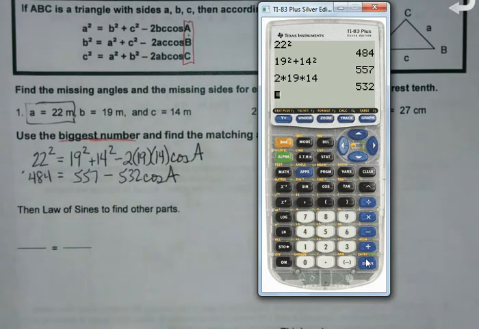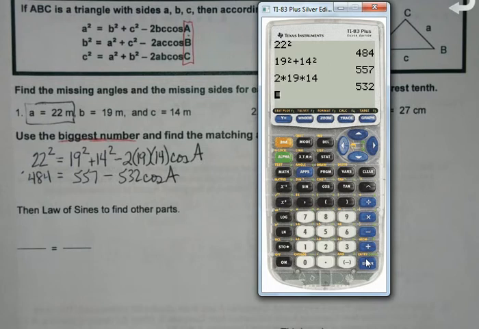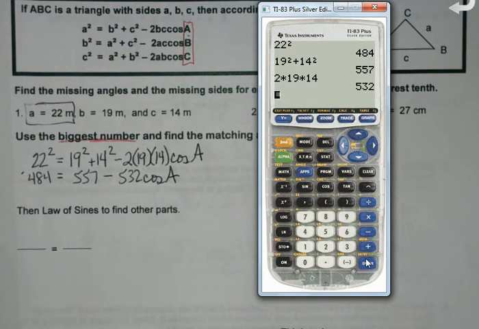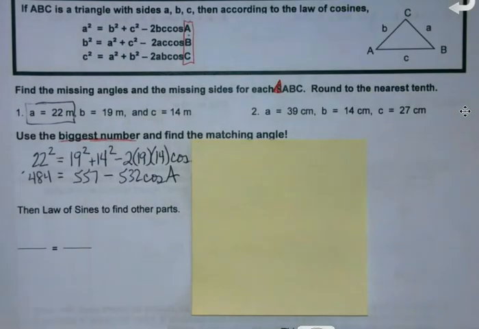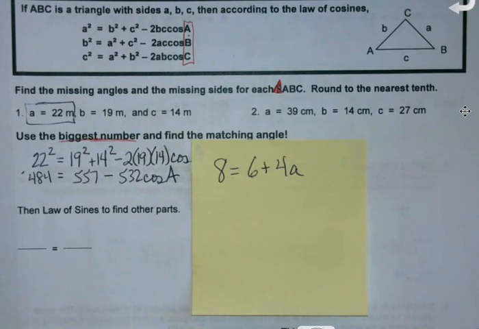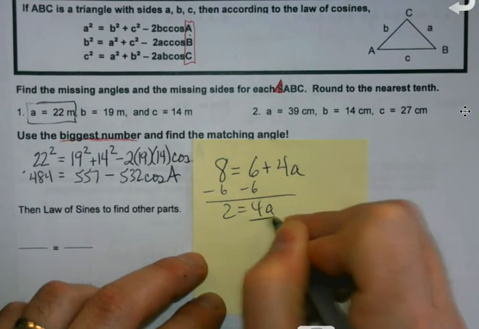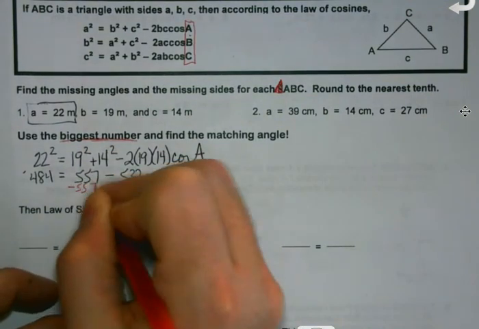And here's why I do this in pieces. When I get to here, what a lot of people would try to do is say, I'm going to do 557 minus 532, and then just divide my answer into the 484, which would be incorrect. Okay? Cosine of A and 532 are bonded together. So this would be the equivalent, in an Algebra 1 flashback, of having something like 8 equals 6 plus 4a. You wouldn't do 6 plus 4 first and then divide by 10. You'd subtract the 6, and then you'd go ahead and divide by 4. Well, that's the same thing we're going to do here. So we're going to minus the 557 first.